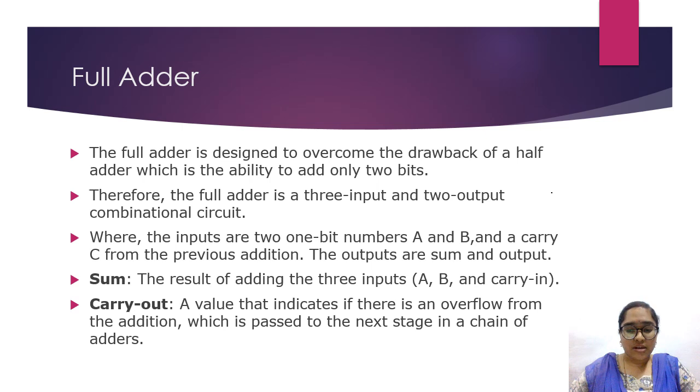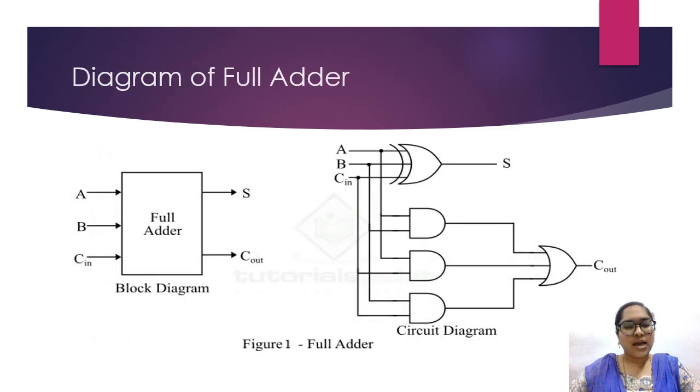Basically, sum is the result of adding the 3 inputs, and for the carry out, since there are 2 carries, one from the previous stage and one from the present, we represent the previous carry as previous carry, and the present output carry as carry out. It is a value that indicates if there is an overflow from the addition, which is passed to the next stage. Now let's see the circuit diagram to get a better understanding.